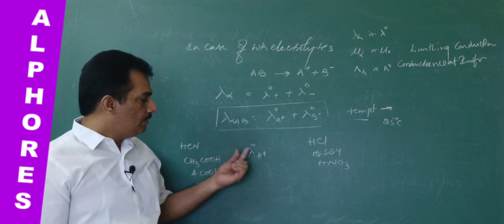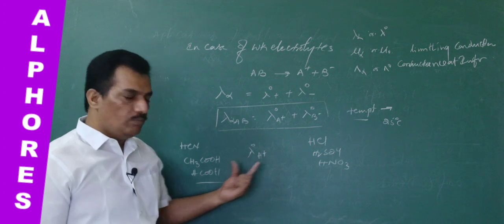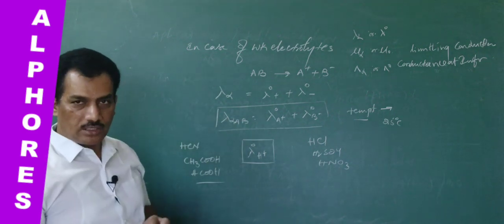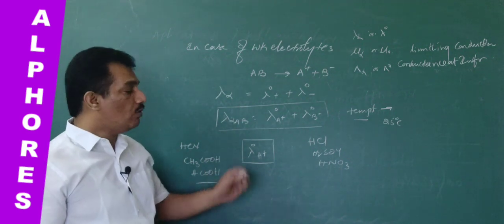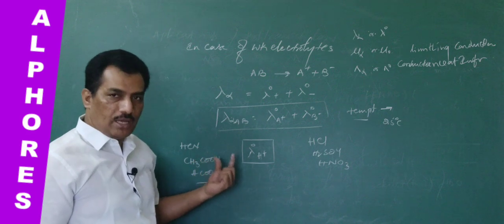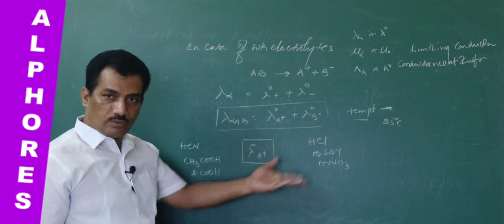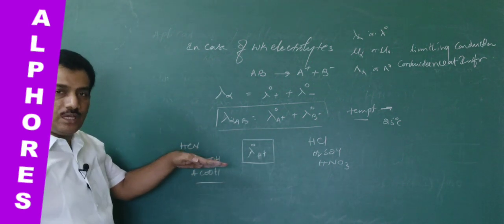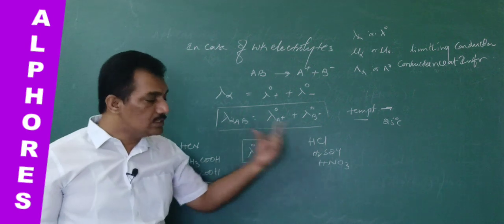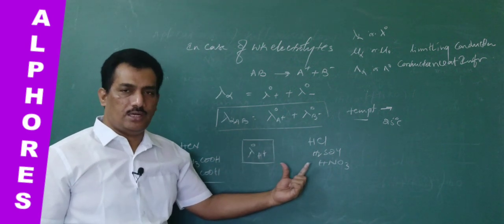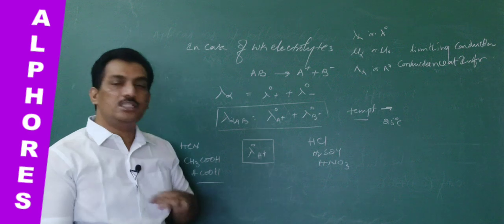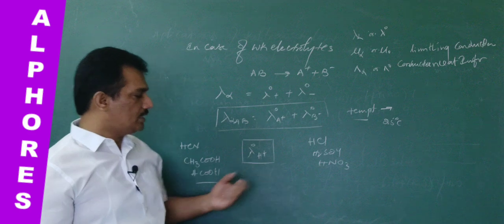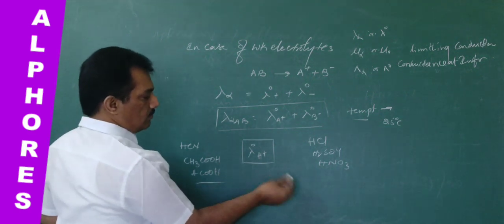Clear? And now this lambda naught H plus conductance is fixed at a given temperature at infinite dilution, irrespective of the strengths of the parent acids. It may come from HCl or H2SO4 or HNO3, or it may come from these different weak acids, irrespective of the strengths or natures of these parent electrolytes. Its conductance is fixed.